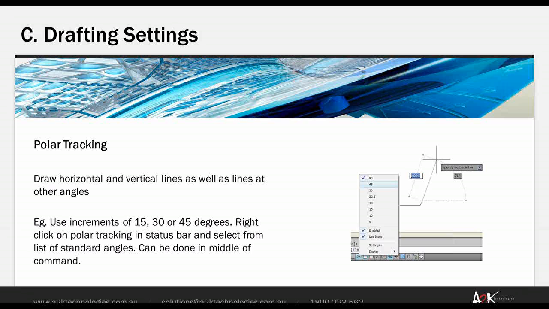Polar tracking. Polar tracking is not one that I've used a lot personally, but I have seen it in action. What it basically allows you to do, once you have the option enabled, is specify different angles of deflection, as I like to call it. As you draw, you can right-click on the tool and say, I want to use 15, 30, or 45 degrees, and it just automatically locks in at that bearing, and then you just enter in whatever distances and so on. It's called a transparent command, so it can actually be done in the middle of any command.